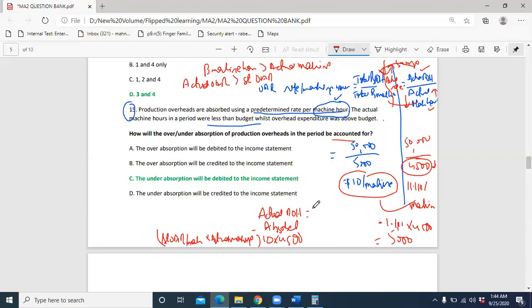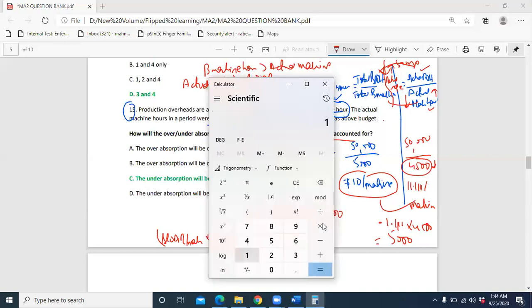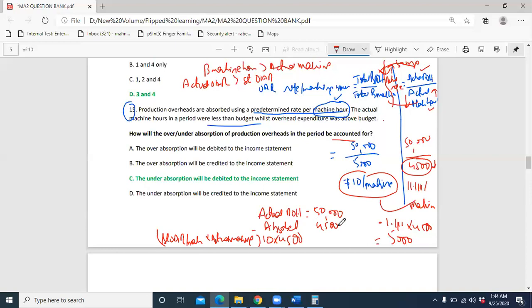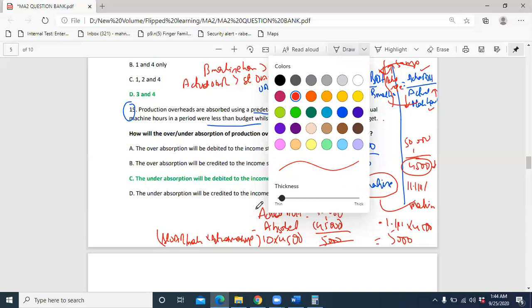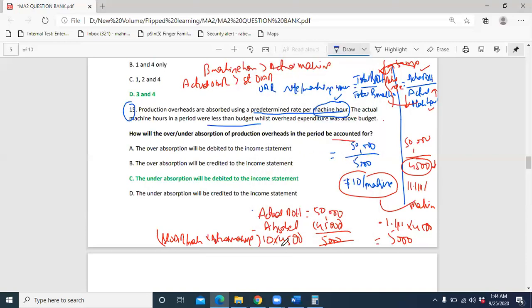So actual production overhead was 50,000, but here I absorbed less, which is basically 45,000. So such a situation has led to under-absorbed overheads of 5,000. This situation leads to under-absorbed overheads. And I told you I charged less. In actual, this would have been charged, and the cost should have been 5,000 more. So I need to reduce my profit because under-absorbed is my expense and it reduces my profit.